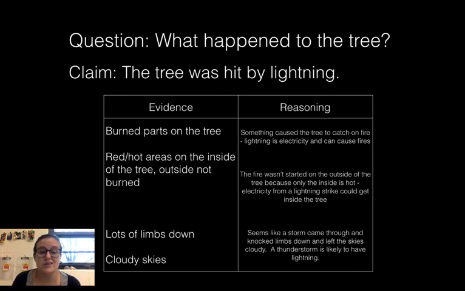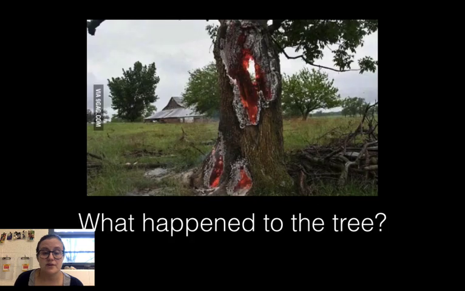I would like you to notice that my evidence only has evidence that I used to support my claim. There were lots of things we could observe or measure or notice about the tree that I didn't use for the claim, and I didn't include them. So for example, the leaves on the tree are green. There are several trees in the background. The dirt on the ground is brown. Those are all true. They're things I observed. They're not related to my claim that the tree was hit by lightning, so I did not include them.